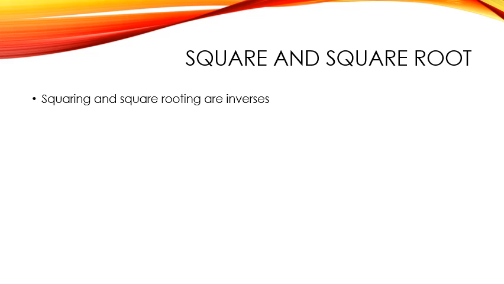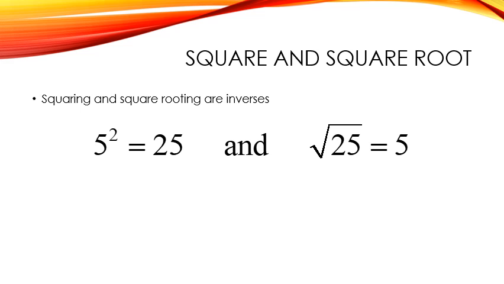Square and square root. Squaring and square rooting are inverses of each other. Okay, we take one operation going back and forth to get the other value. Here's what I mean. 5 squared is 25. I take 5 times itself, I get 25. Taking that 25 and square rooting it gets me back to 5. That's why they are inverses of each other. Think of it as plus and minus, or multiply and divide. Those are inverses. Okay, they kind of undo each other.